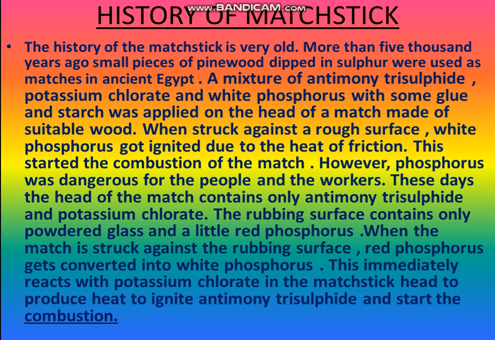However, phosphorus was dangerous for the people and the workers. These days, the head of the match contains only antimony trisulfide and potassium chlorate. The rubbing surface contains only powdered glass and a little red phosphorus. When the match is struck against the rubbing surface, red phosphorus gets converted into white phosphorus. This immediately reacts with potassium chlorate in the matchstick head to produce heat to ignite antimony trisulfide and start the combustion. So this was all about part 1 of the topic Combustion and Flame.